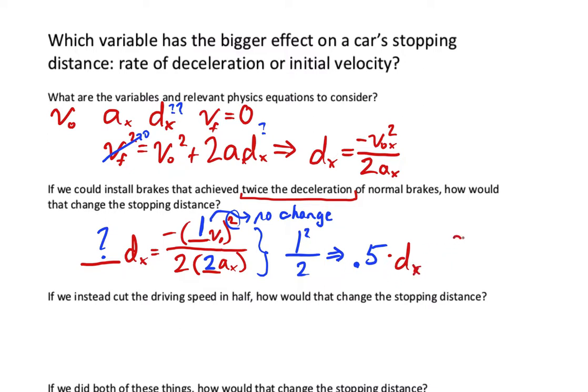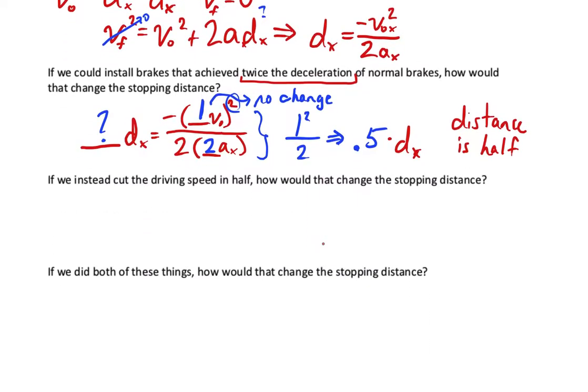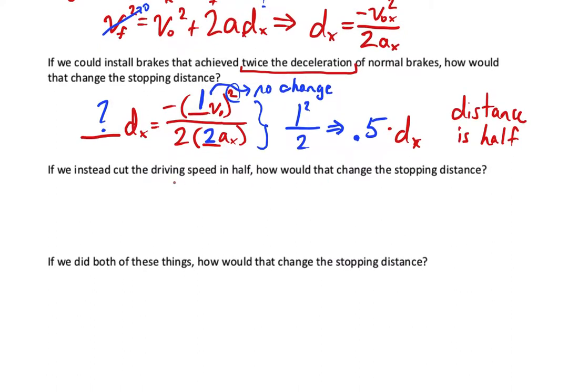In other words, our distance is cut in half. If we can improve our stopping deceleration, if we can double that, then it'll take half the distance to stop. Oh, okay. Well, that's pretty good. What about if we were to change the velocity? If we cut that driving speed in half, how would that affect it?